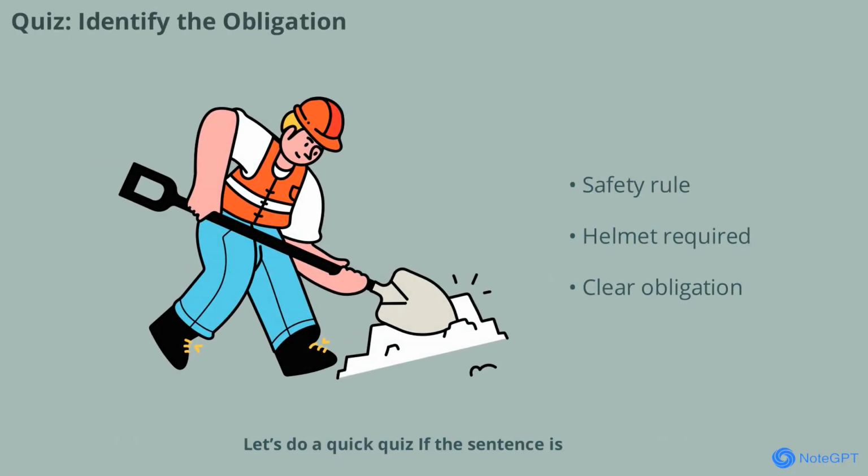Let's do a quick quiz. If the sentence is, you have to wear a helmet when riding a bike, is this an obligation, a necessity, or an option? The answer is, it's an obligation because it's a safety rule. Practice identifying these in real life to improve your understanding.